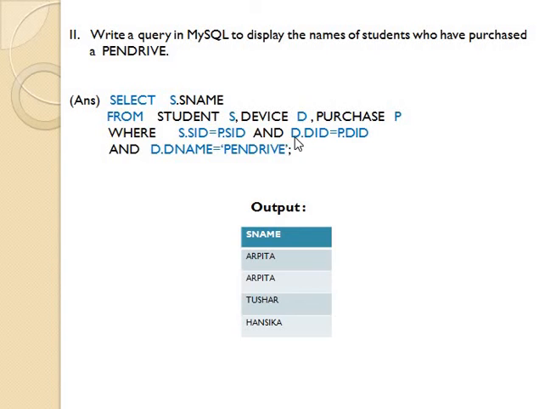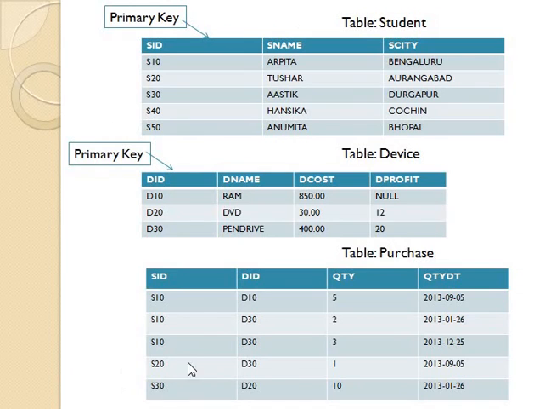Now, after specifying the joining condition in the where clause, see the next condition. The next condition is specified after the AND clause. It says that the device name from the device table should be PENDRIVE. Okay, that means the device name should be only PENDRIVE. Now if that is so, we have to discard the first device, that is RAM, associated with the DID value D10, because the device name as specified in the query should only be PENDRIVE.